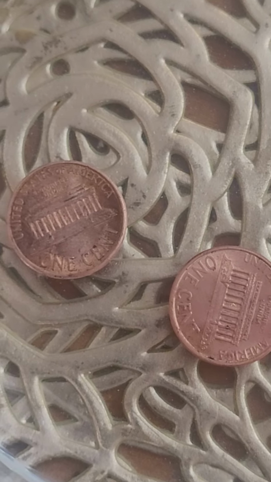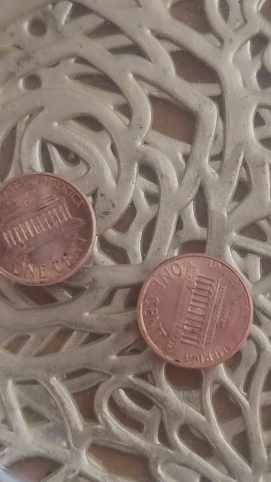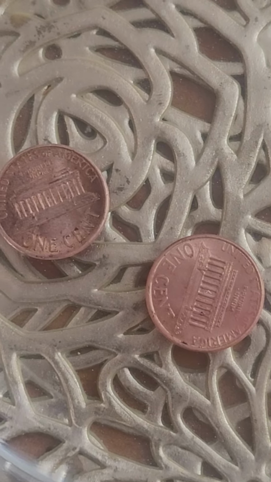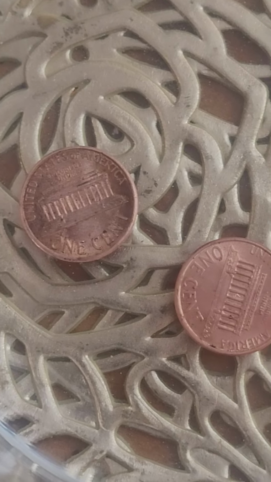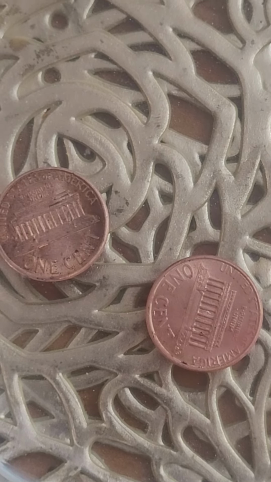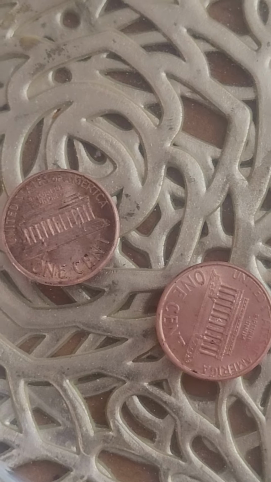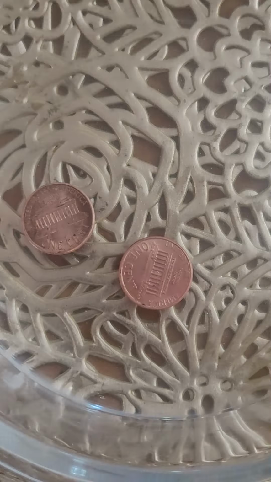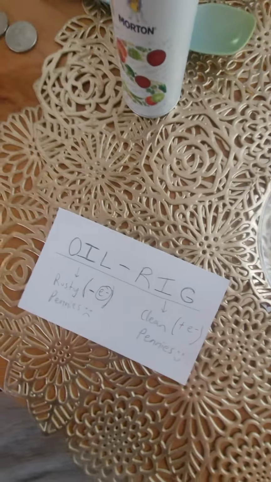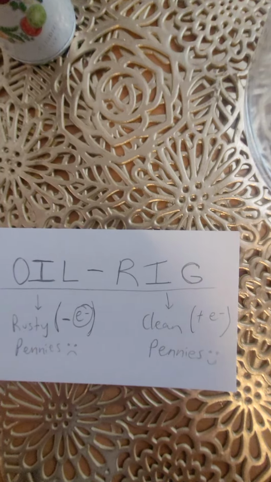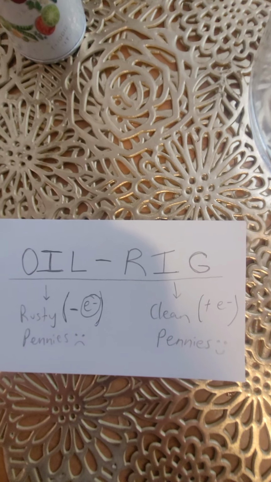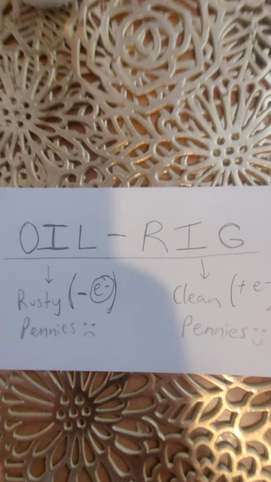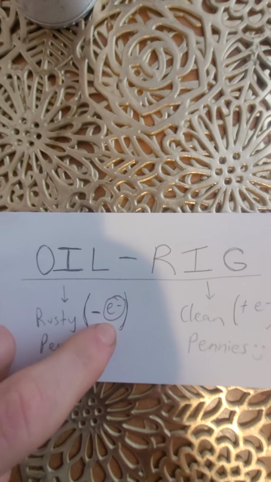So let's start from the beginning. Pennies are made of copper and they rusted. That happens from a process called oxidation. And we learned in past chapters that oxidation is a process of losing electrons. Here's our symbol. Rusty pennies, they lose an electron.